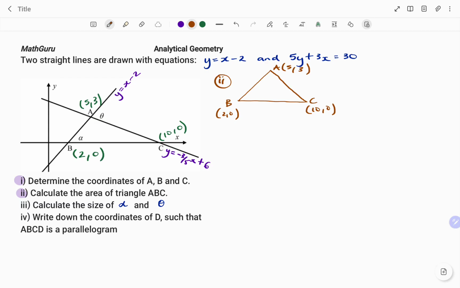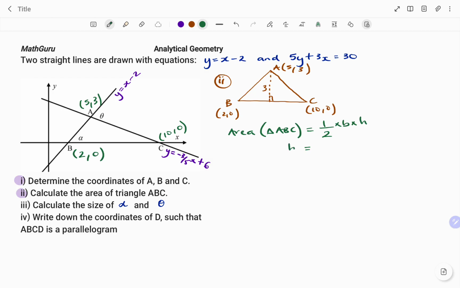Note that the height of A will be the perpendicular height of that triangle, which in this case is my y value, which is 3. So therefore, the area of triangle ABC, the formula for finding the area of a triangle is half times base times my perpendicular height. Therefore, I have my base, that's the distance from B to C, which is 8 units. That is, I have my 10 minus 2 to give me 8.